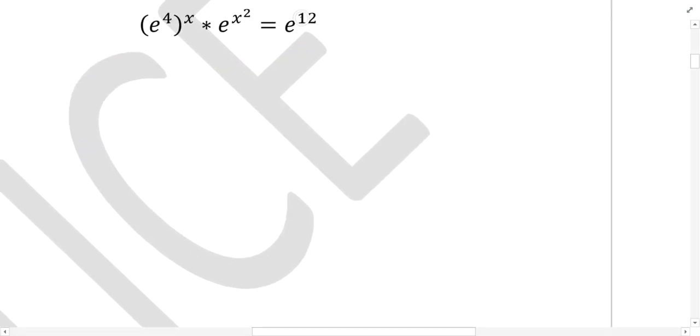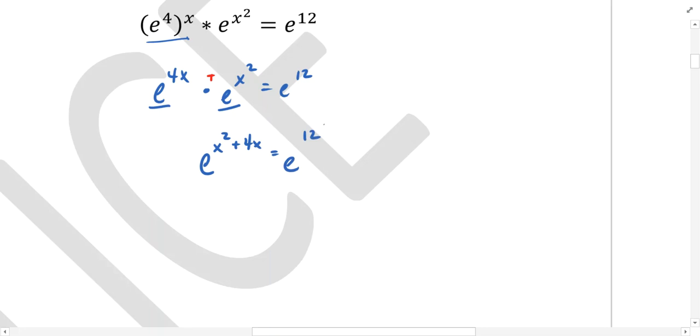In example 3, we've got e to the 4th power raised to the power of x multiplied by e to the x squared power, and all of that equals e to the 12th. Well, again, with our power to a power rule, e to the 4th raised to the xth power is the same as e to the 4x power. With common bases that are being multiplied, we can then add their exponents. So we now have e to the x squared plus 4x power, and all of that equals e to the 12th power.